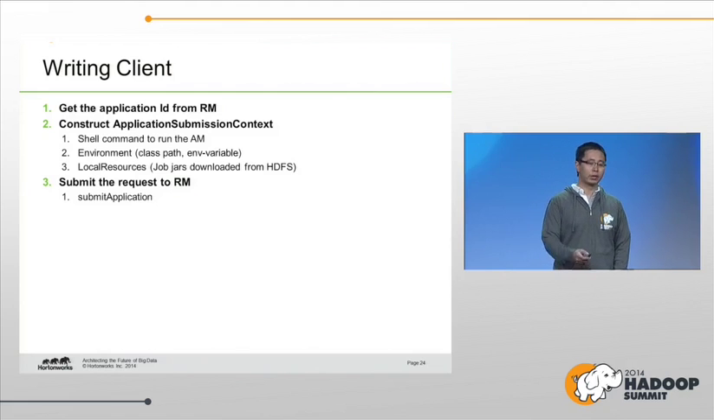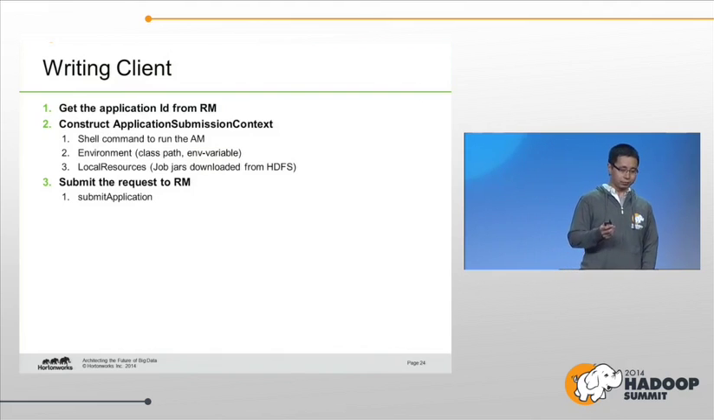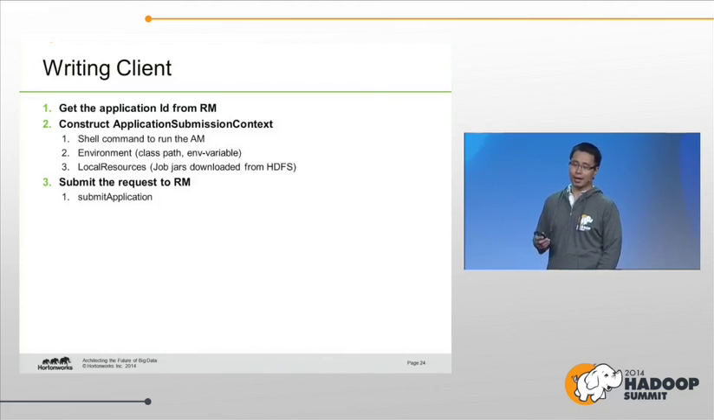So then let's look at how to write a YARN client. Please make sure that when you write a YARN client, you follow these three steps in your code. The first thing is to get an application ID from the Resource Manager. The second piece is actually large. You are supposed to put everything that is necessary for your application into a bundle, which is an application submission context. And the last step is just to submit the bundle to the resource manager.